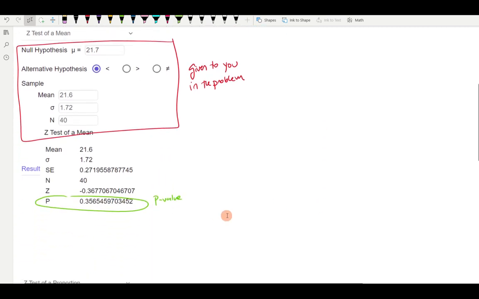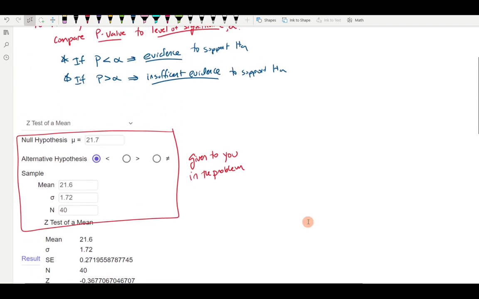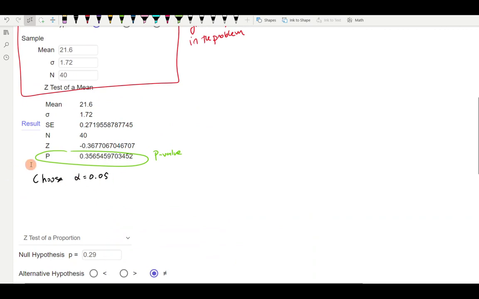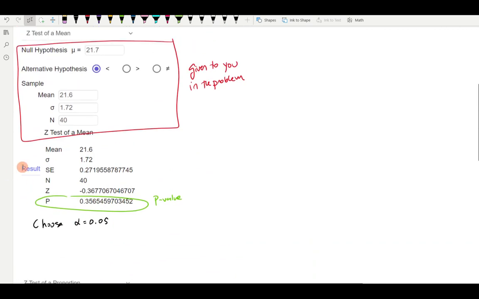This question didn't give me a significance level, so let's choose a level of significance of 0.05. It doesn't really matter because this is a very high probability. There's not really any level of significance for which we would say we have evidence to support the alternative hypothesis. But say the problem told us that alpha is equal to 0.05.